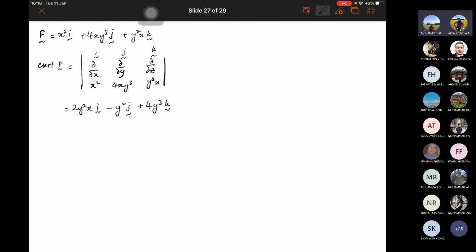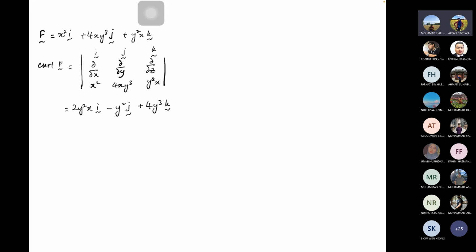Yang lain dapat? Awak tutup kolom i. Lepas tu buat dia punya partial derivative for that one. Okay. Curl of f. So, dah dapatkan curl of f. The second one, find the unit normal vector.